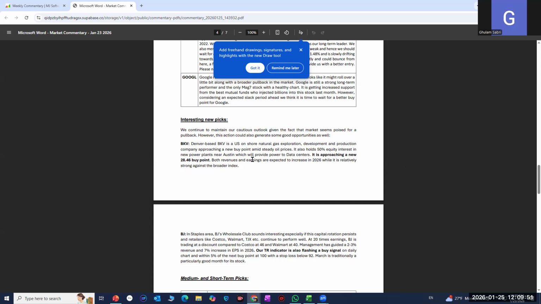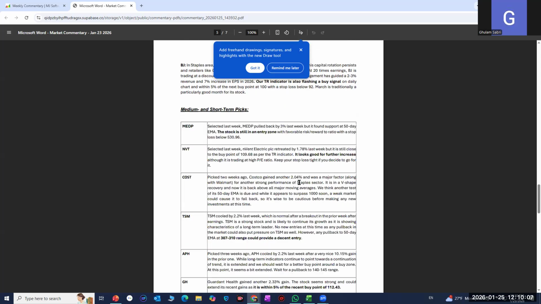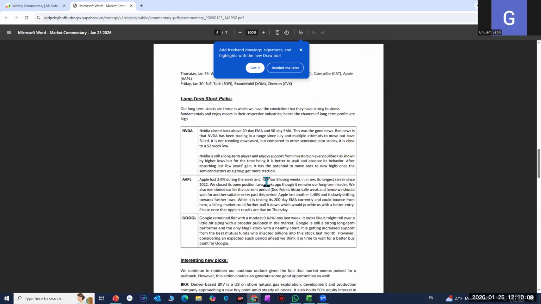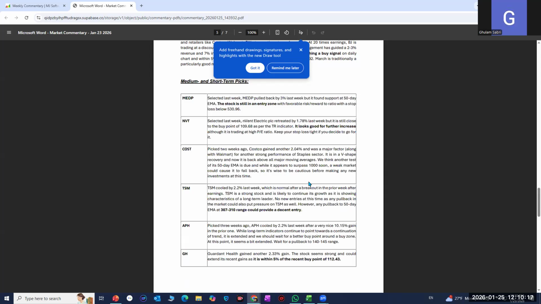Anyway, so for example, in the latest commentary which I sent yesterday, there were 2 stocks which are new picks. In the bold area, we explain why we have picked them, where the buy signal is, which is the buy point. Similarly, for the medium and short-term picks, which we are not convinced are long-term hold-and-forget stocks like Nvidia, Apple, and Google, but they are interesting. From time to time, we open those positions and we close them as well.